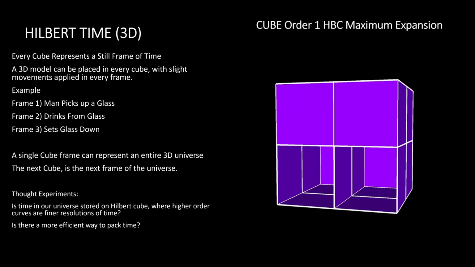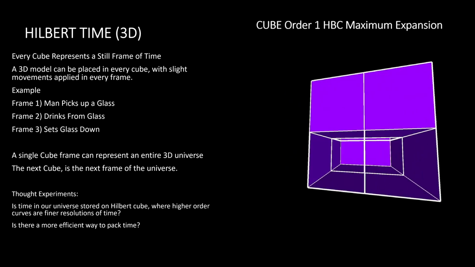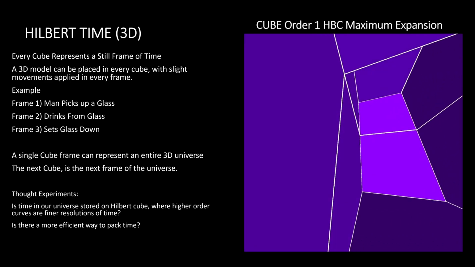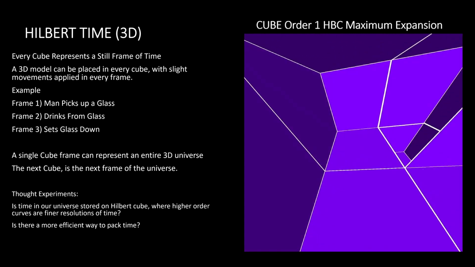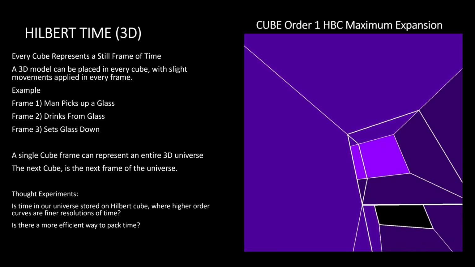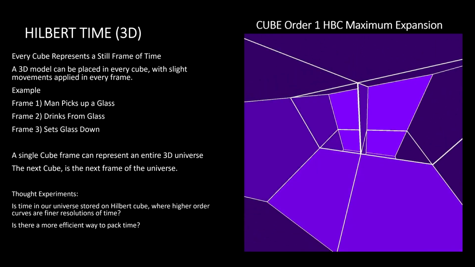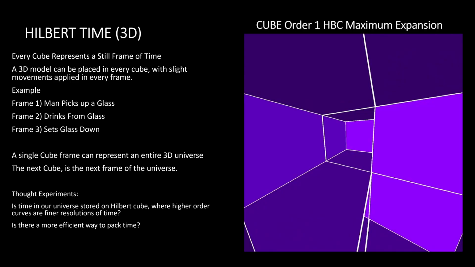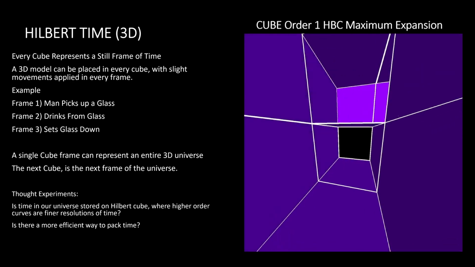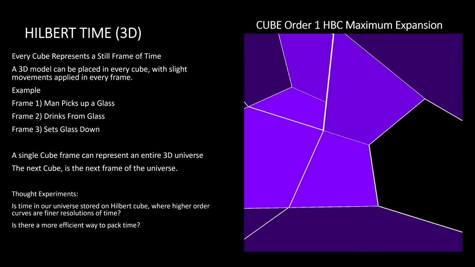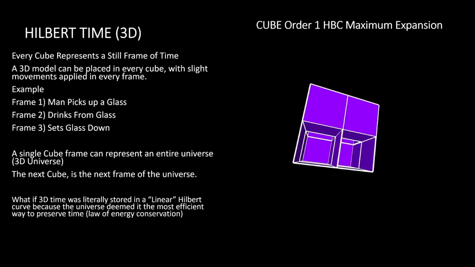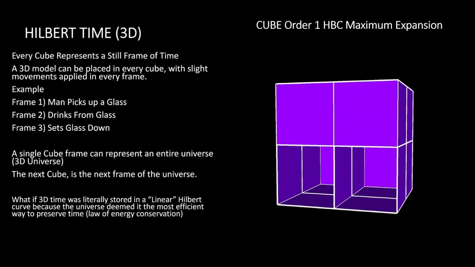Hilbert time in the 3rd dimension. Every cube can represent a still frame of time. A 3D model can be placed in every cube with the slightest movement applied in every frame. If in the first frame a man picks up a glass, and in the second frame he drinks from that glass, and now in the 3rd frame he sets the glass down, we have an animation where movement is applied in every frame.